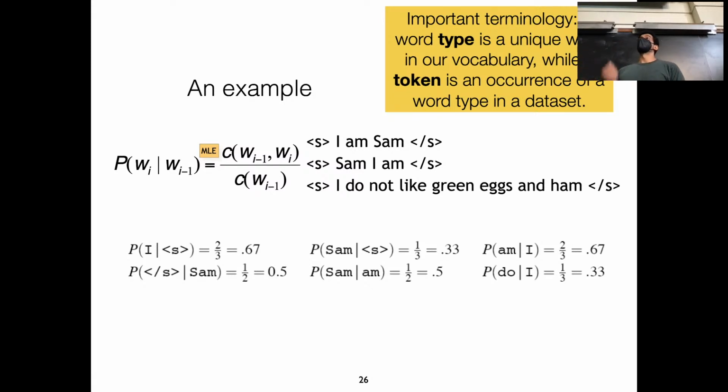So a token is any occurrence of a word type in the corpus. So I here occurs 3 different times. So there are 3 separate tokens that are exhibiting the word type of I, right? So you can imagine a type is an entry in the vocabulary. A token is any instance of that type in an actual data set. So I'm going to have more tokens than types, right? Because tokens can duplicate the same word type. Does that make sense?